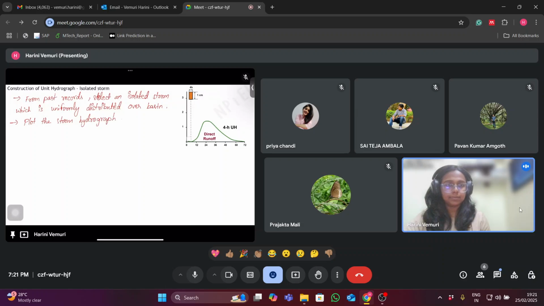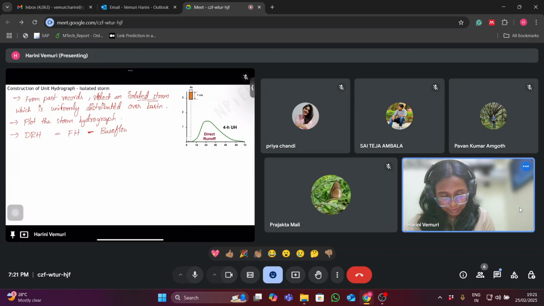From the records we can use the stream gauges to measure the runoff and discharge in the stream, and using that we can plot a storm hydrograph for this particular isolated storm. And then we'll get the direct runoff hydrograph by subtracting the base flow component from the flood hydrograph, right? Using any of the methods that we have discussed earlier, we can subtract those base flow values from the flood hydrograph or storm hydrograph to get the direct runoff hydrograph.